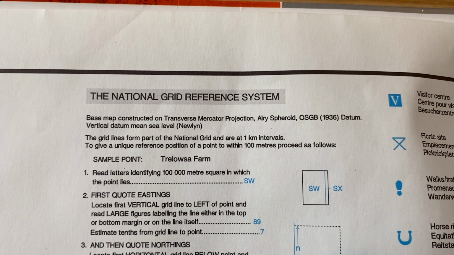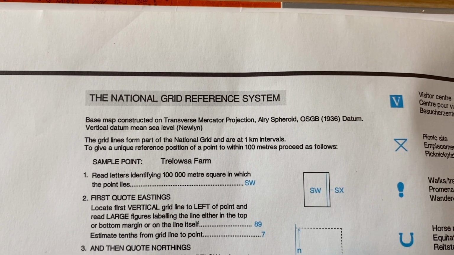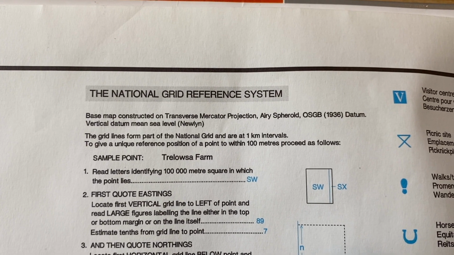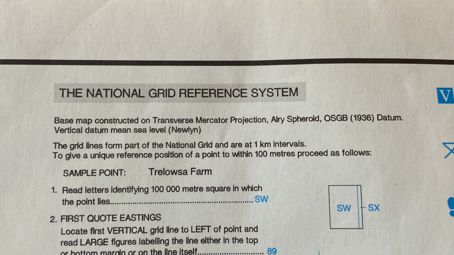The first part, base map constructed on transverse Mercator projection, Airy spheroid, OSGB 1936 datum, vertical datum, mean sea level, Newlyn. Okay, this is the sentence that we need, but the majority of that sentence we can just throw away. The first part we don't need. What we need is the OSGB 1936 datum part. OSGB standing for Ordnance Survey Great Britain. 1936 is when this datum was established. And all Ordnance Survey mapping, okay, on the British National Grid is operating on that datum.